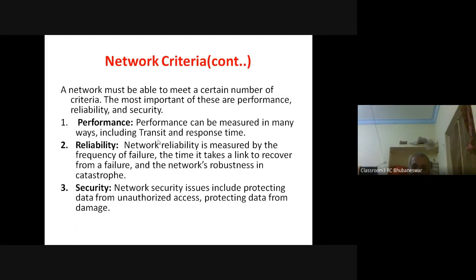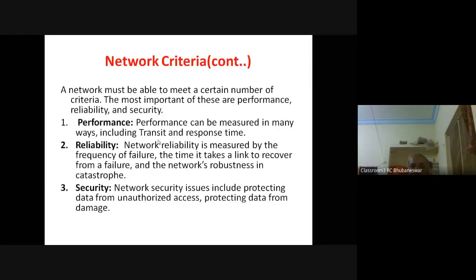Then another important criterion is reliability. Reliability means the frequency of failure. Let's take an example. If a network fails frequently, that network is not reliable. If it fails, okay, but how much time does it take to recover from the failure? If it takes minimum time, then it is also reliable. If it takes much time to recover from that failure, then that is known as an unreliable network.